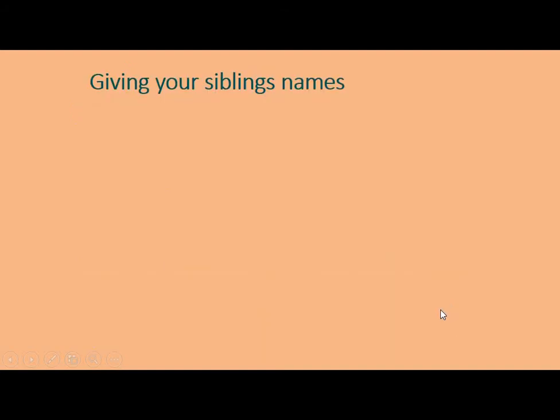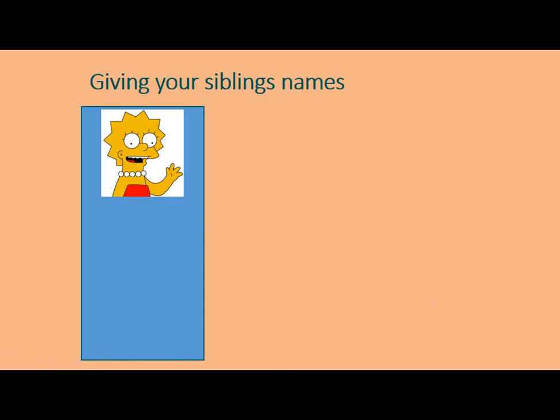Okay, so giving your siblings names. So far we're able to say who we've got. Now it's all about their names. Right, so we'll use The Simpsons as ever because most of us are familiar. Now, Lisa Simpson. She is saying, J'ai un frère qui s'appelle Bart. And there's Bart.